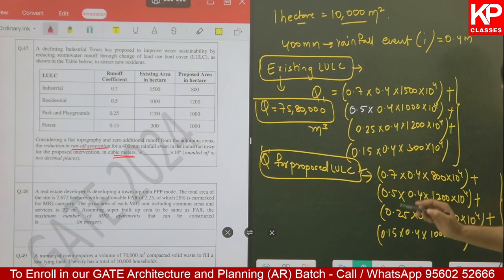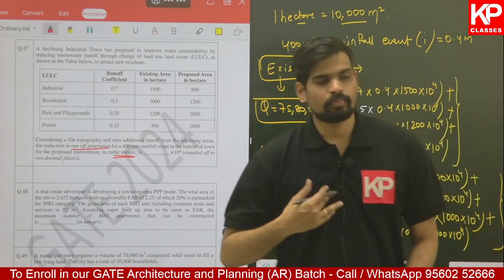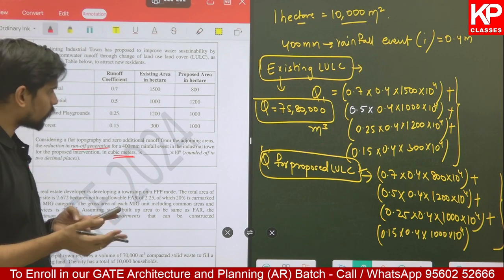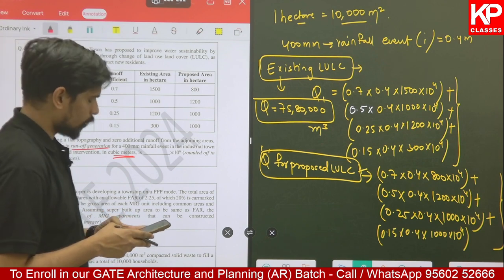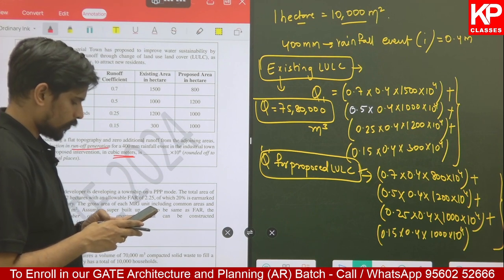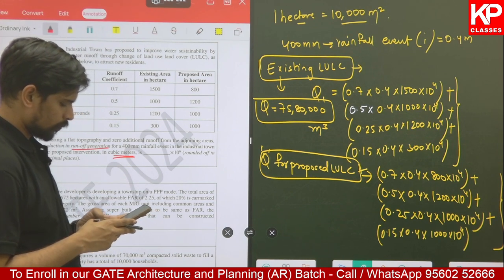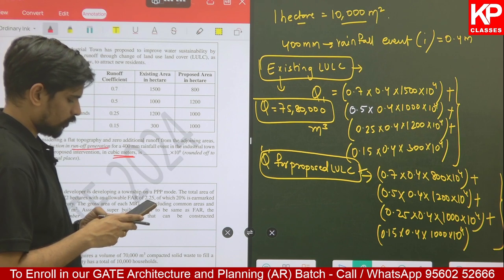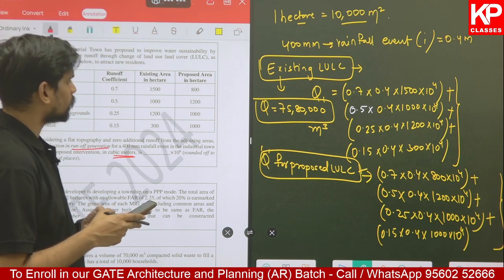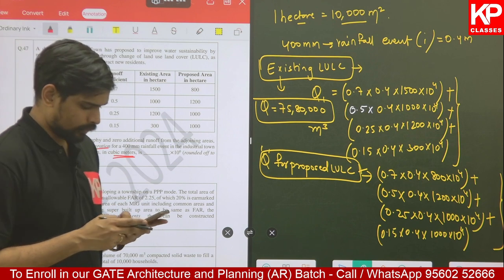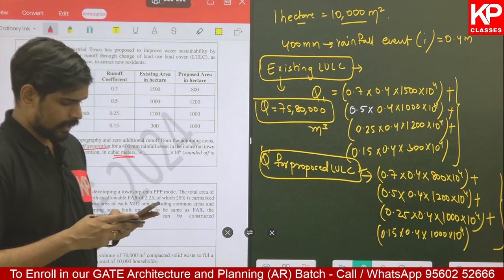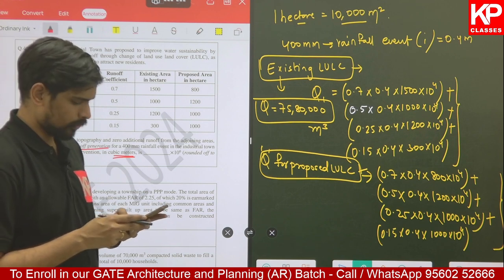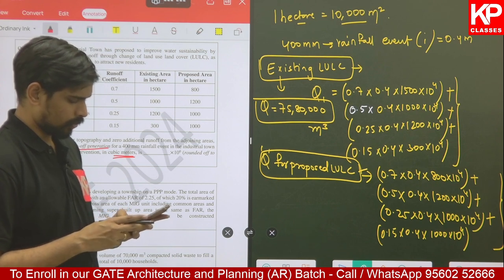Now add all these four values. You will get the quantity of runoff for the proposed land use land cover. You can do the calculation quickly. Let me do it for you. You can also use your calculators and solve it accordingly. 0.7 into 0.4 into 800 into 10 to the power of 4 plus 0.5 into 0.4 into 1200 into 10 to the power of 4 plus 0.25 into 0.4 into 1000 into 10 to the power of 4 plus finally you have 0.15 into 0.4 into 1000 into 10 to the power of 4.